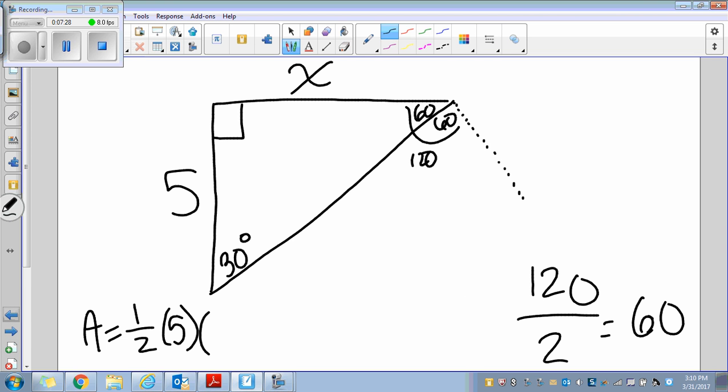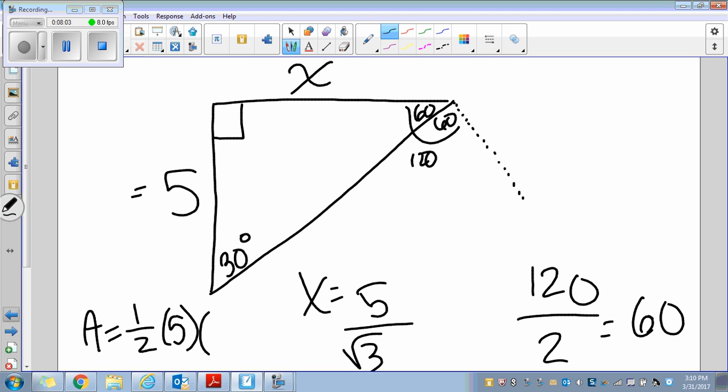So in my hexagon, it looks like the shortest side is 5. Well, the shortest side is not 5. The longest side is 5. The shortest side is x. So instead of multiplying by square root of 3 to get to the longer side, we have to end up dividing. So we have x is equal to 5 divided by radical 3.